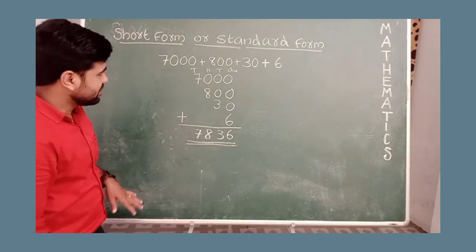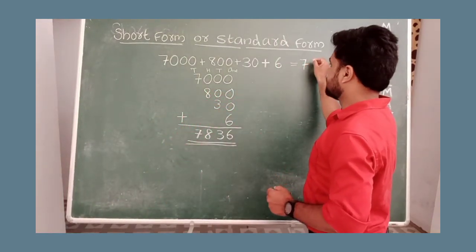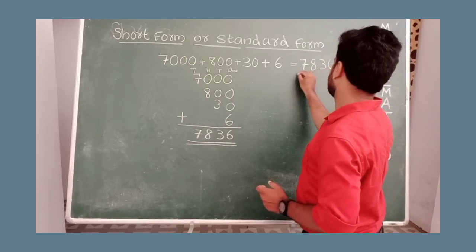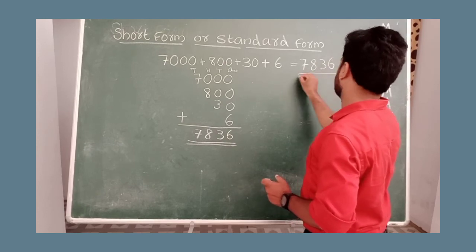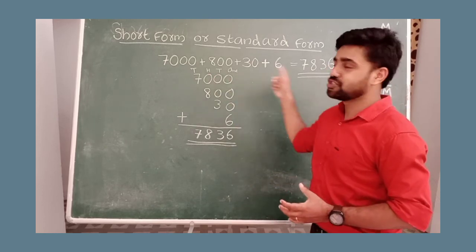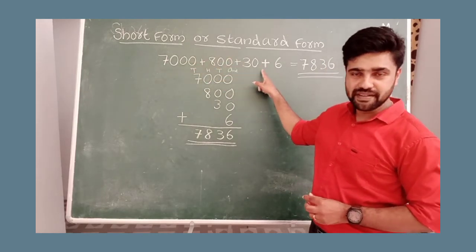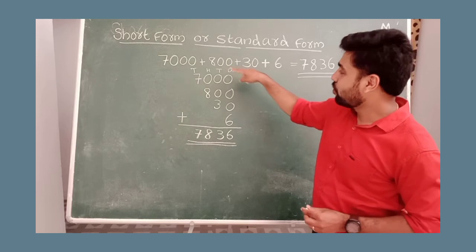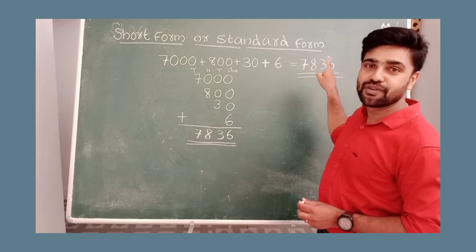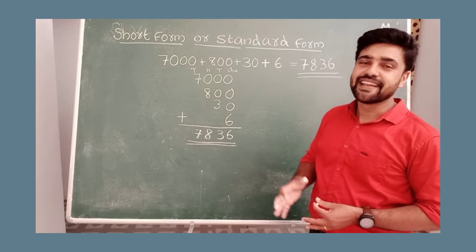7836 is the answer, and 7836 is the short form or standard form of these numbers. Given is the expanded form of a number, and we add all those numbers together to get the standard form or short form of a number. Understood? Let's do some exercises.